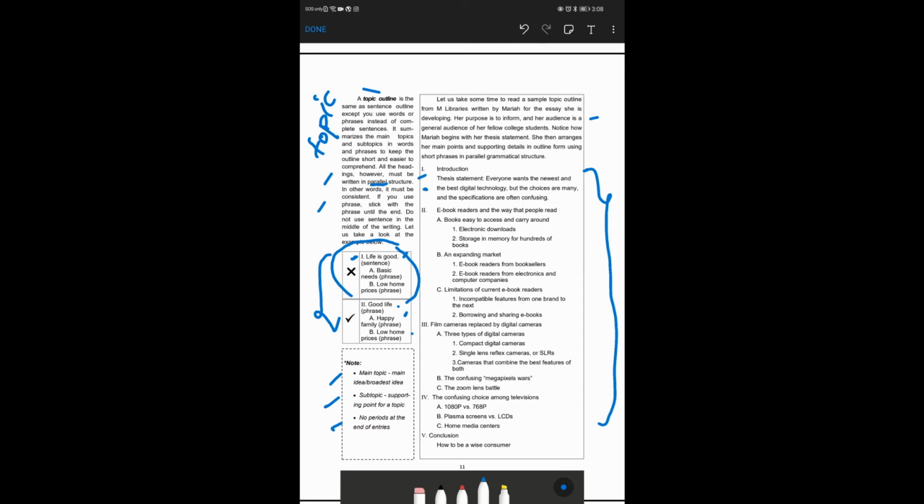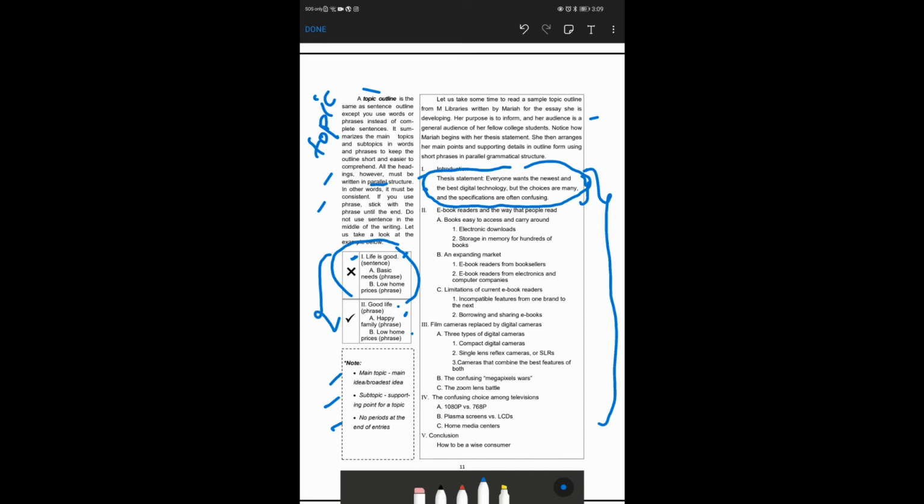Kaya ang thesis statement niya daw ay everyone wants the newest and the best digital technology, but the choices are many and the specifications are often confusing. Sir, bakit po ganun? Bakit po yung thesis statement niya naka-sentence po? Di ba po topic outline tayo? Okay lang yun. Kasi again, the thesis statement is a statement. It's a sentence talaga. Okay? Buong sentence talaga yan. Kaya, okay lang yan. Okay? So, paano niya in-explain yung thesis statement niya? Again, the thesis statement is the topic of the whole essay. Ang topic ng buong essay niya ay ito. Lahat daw ng tao, everyone wants the newest. Gusto yung latest na mga technology, na gadgets.